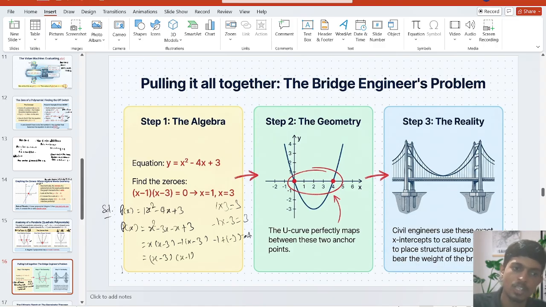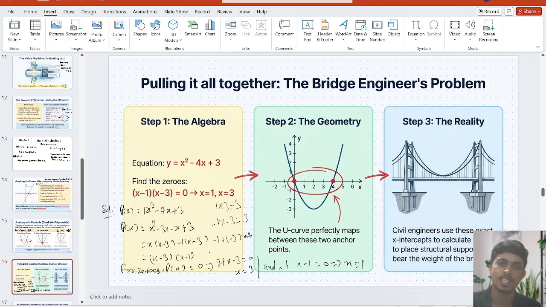And for zeros, p(x) equal to 0, as we discussed in the definitions. So simply separately 0. If x minus 3 equal to 0, we get x equal to 3. And if x minus 1 equal to 0, we get x equal to 1. Okay, so you can see that it touches the graph at 1 comma 0 and 3 comma 0.